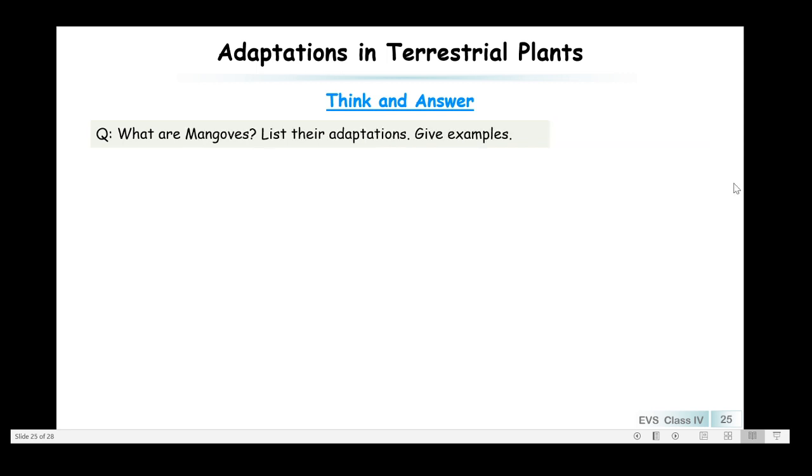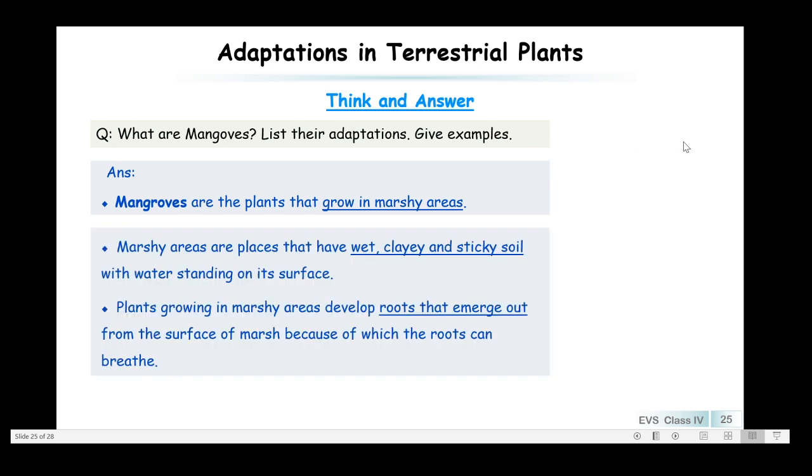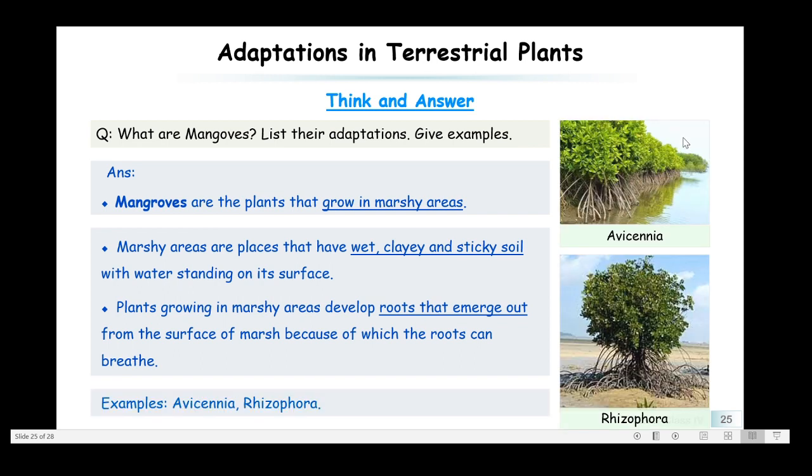Then we have mangroves. So list adaptations and give examples. Okay, three things they have asked for. First is what are mangroves? Then we have to list their adaptations and then we have to give examples also. Let us see the first part. So mangroves are the plants that grow in marshy areas, and let us see the adaptations. That marshes are wet clay and sticky soil, and so the roots emerge out from marsh so that they can breathe, and the examples are Avicennia and Rhizophora.